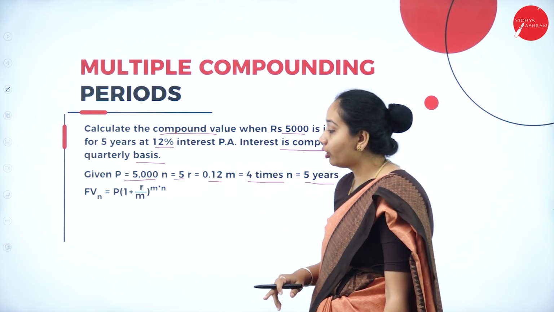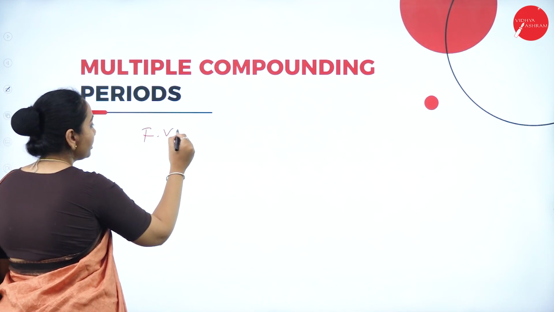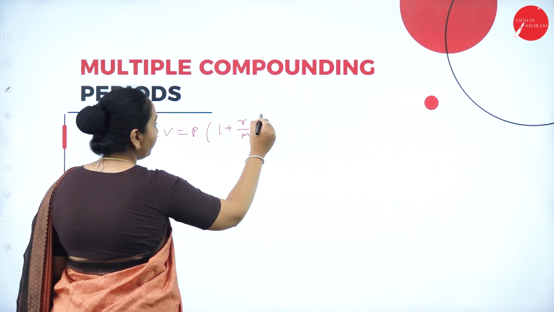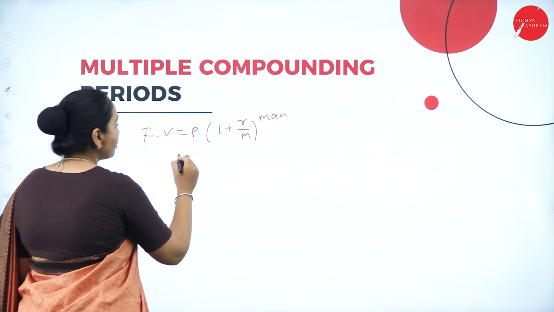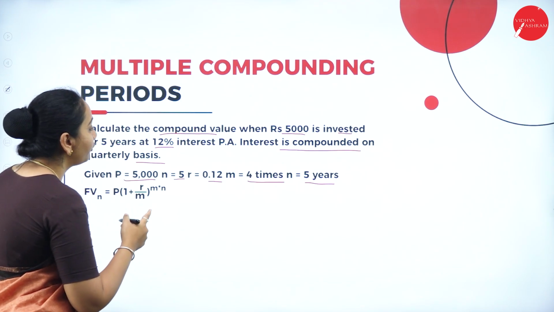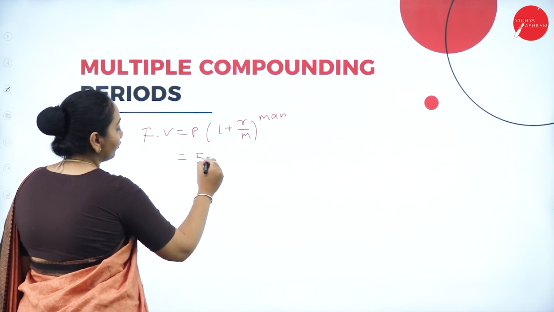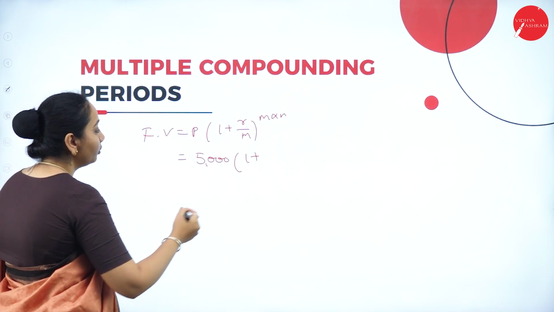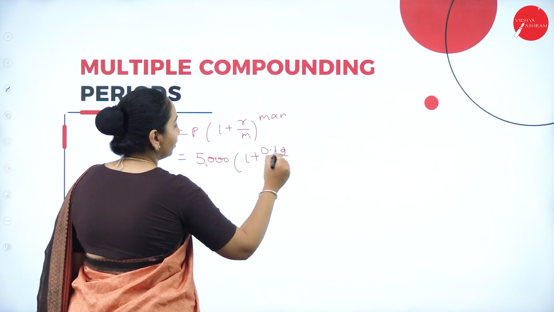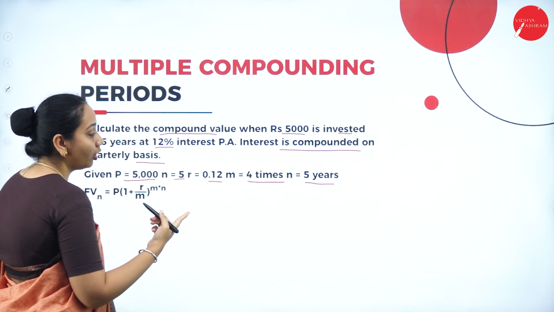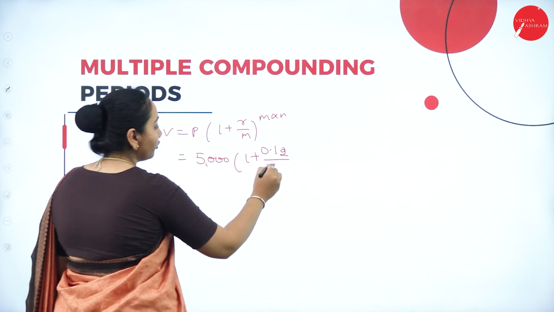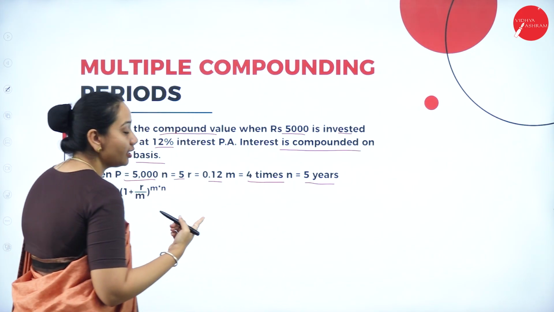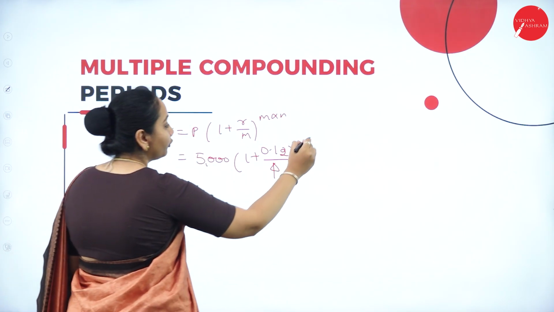So we'll take the same formula. Future value is equal to P into 1 plus R divided by M whole to the power of M into N. So P, we have got 5,000 into 1 plus R, which is 0.12, divided by M. For how many times are we calculating? 4 times. Divided by 4 whole to the power of 4 into N. For how many years has the investment been made? It's made for 5 years.